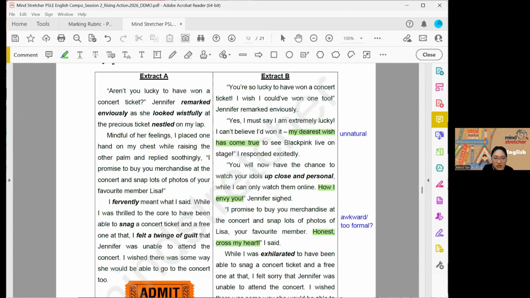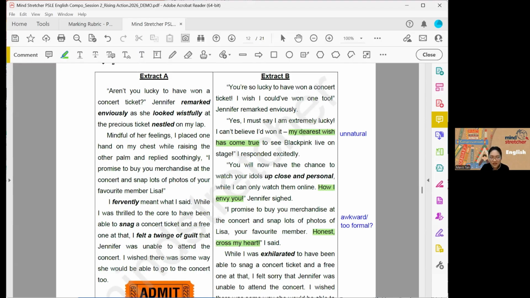Aren't you lucky to have won a concert ticket? Not a super long sentence, because in fact, when we speak to someone, it's a to and fro. We don't say one whole chunk of text. Unless it's a wise old person trying to teach you a life lesson, then it will go on and on. But usually with a friend, we keep it pretty short, right? To and fro.